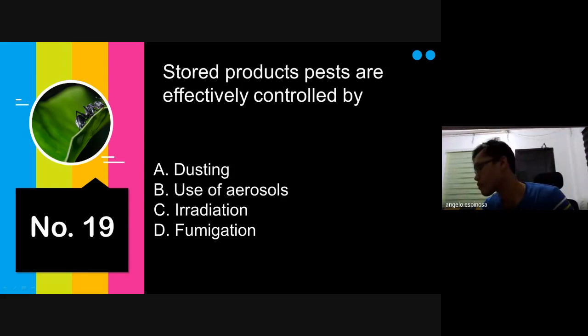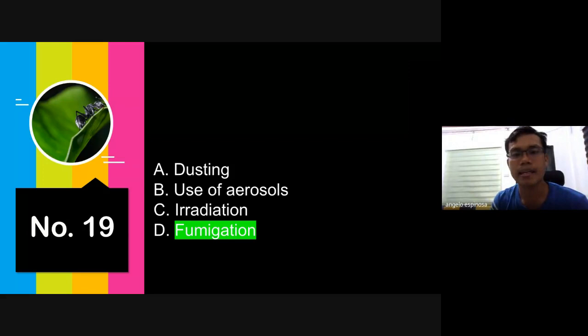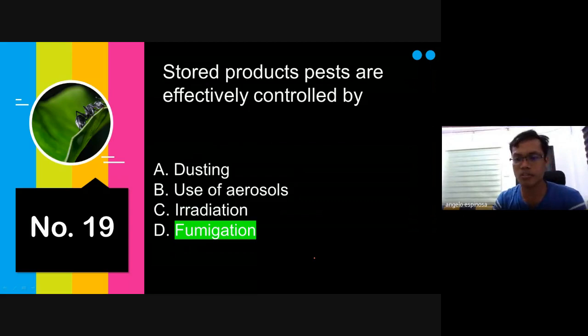Okay, let's check what's the correct answer. The correct answer for that is letter D: stored products pests are effectively controlled by fumigation. Okay. Ano ba yung fumigation? Ano ba yung dusting? Ano ba yung use of aerosols, irradiation?